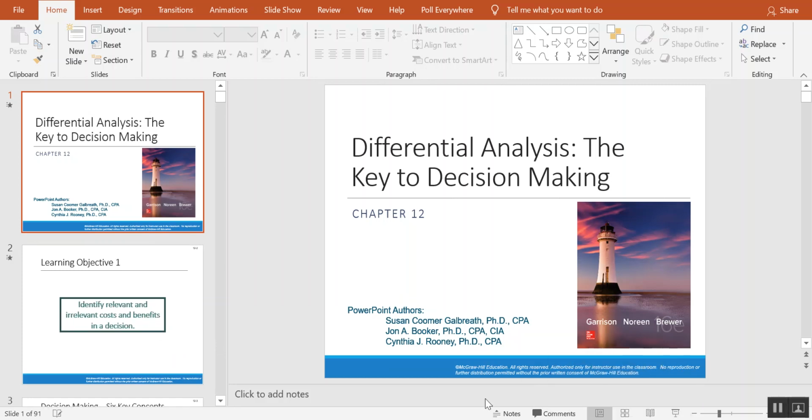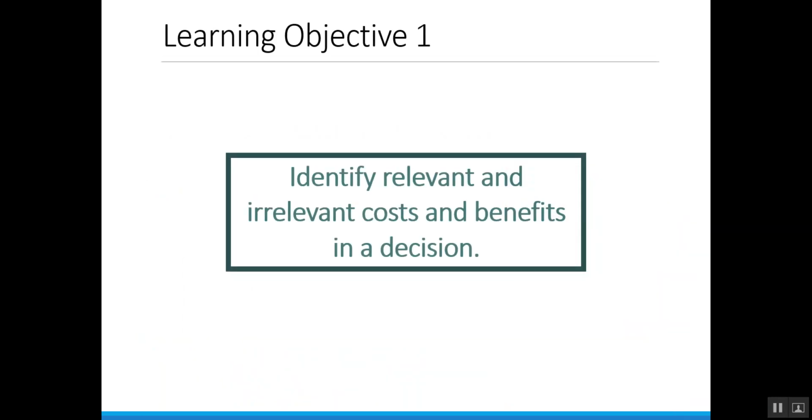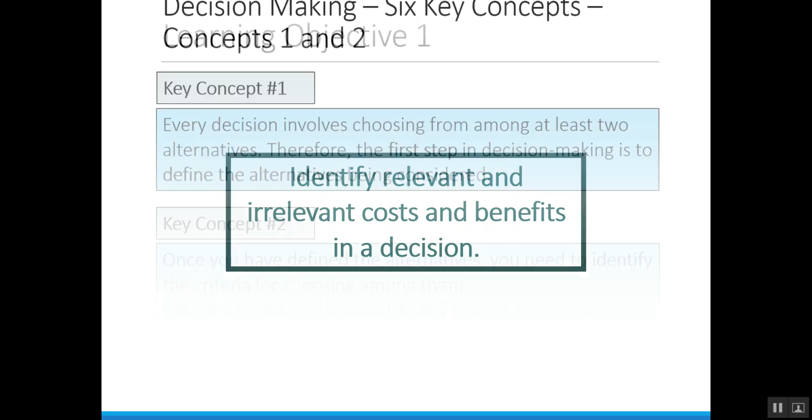This is the PowerPoint for chapter 12, and I'm going to go through some of these. I'm going to begin with some of the basic information that we have in this chapter. One of the things that we talk about in differential analysis is identifying the differences between two options that we have. So in this first learning objective, we want to identify relevant and irrelevant costs and benefits.